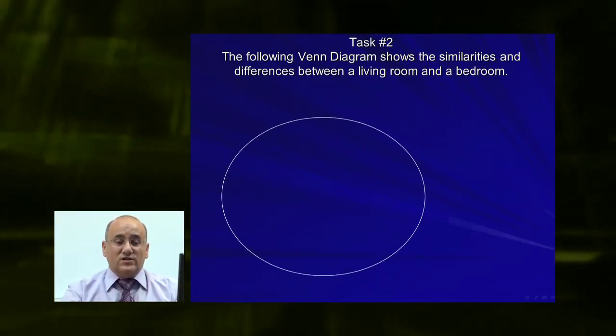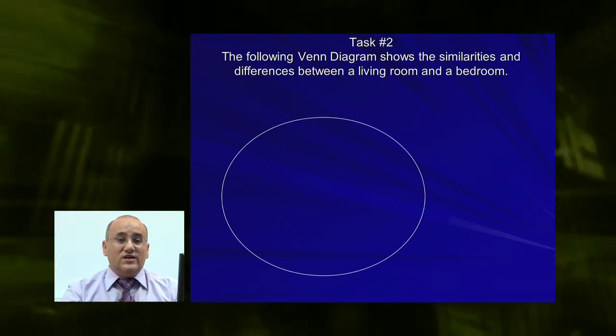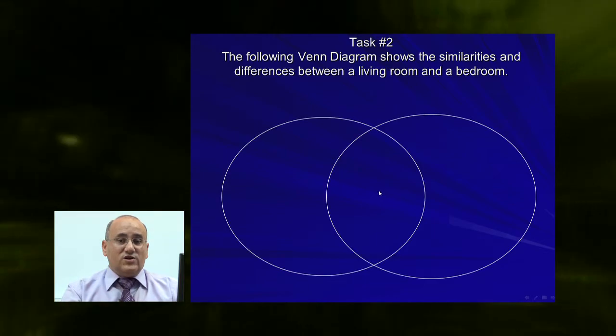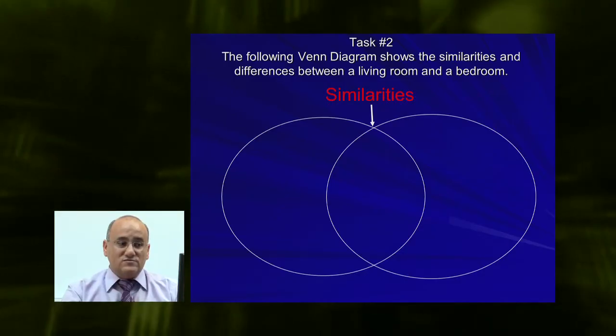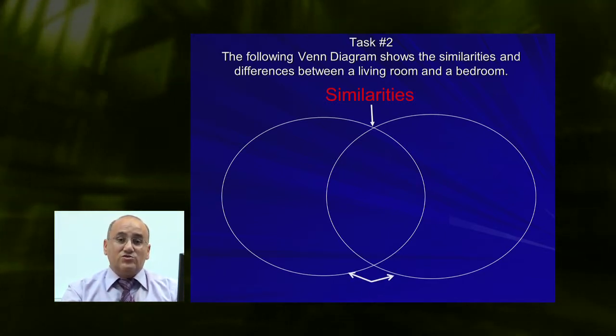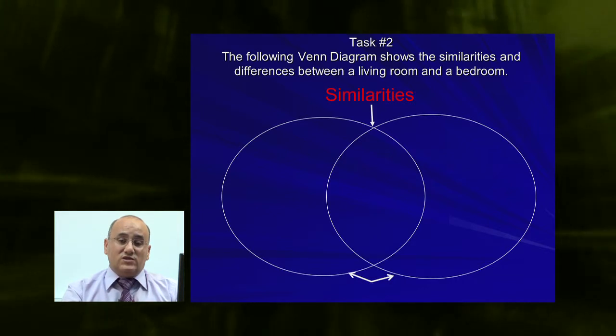In the following Venn diagram, we are going to show the similarities and the differences between a living room and a bedroom. We can draw one circle first, and another circle that intersects in the middle. This part in the middle, which is where the two circles overlap, is used for showing the similarities. These two separate parts to the left and right are used to show the differences between the two things.